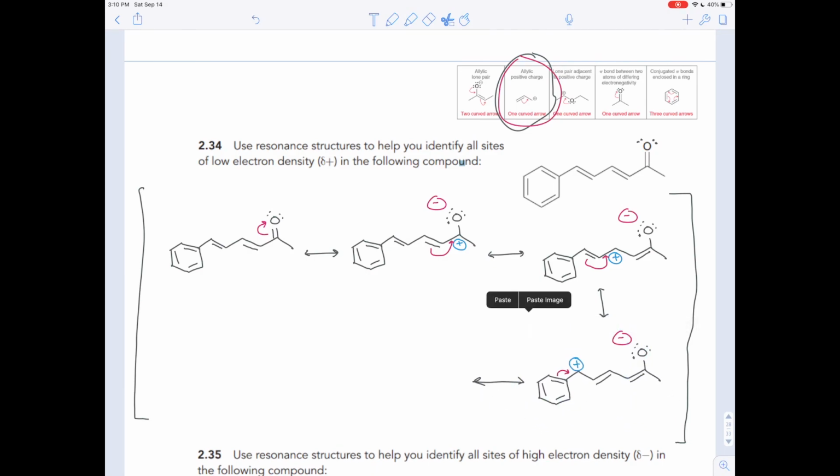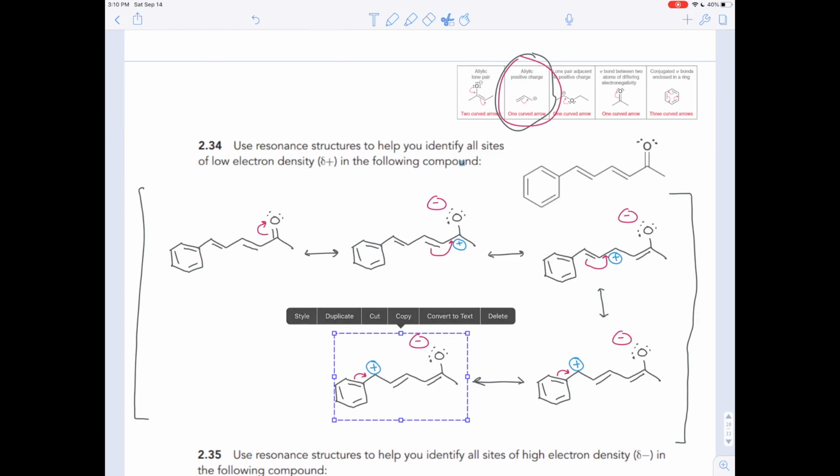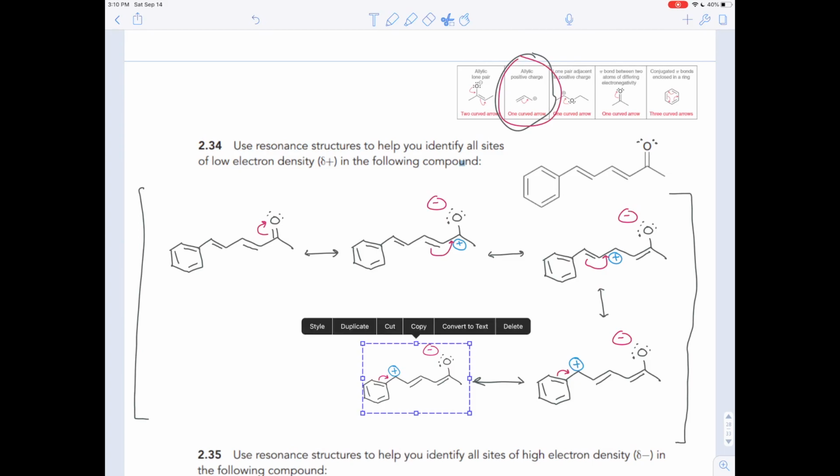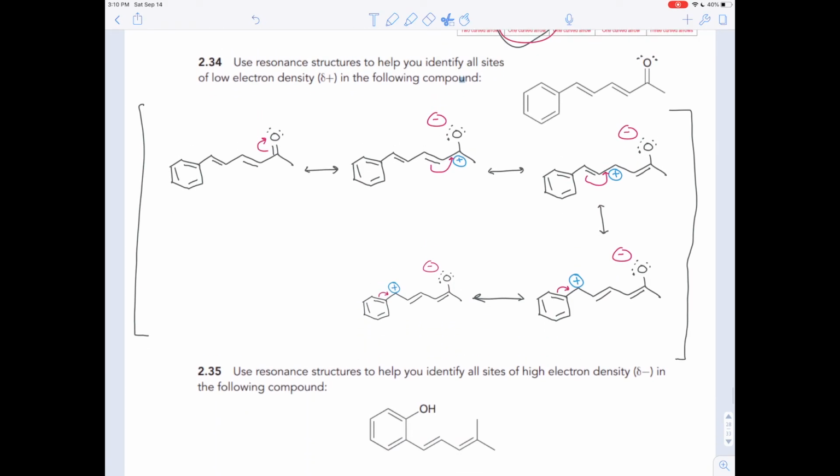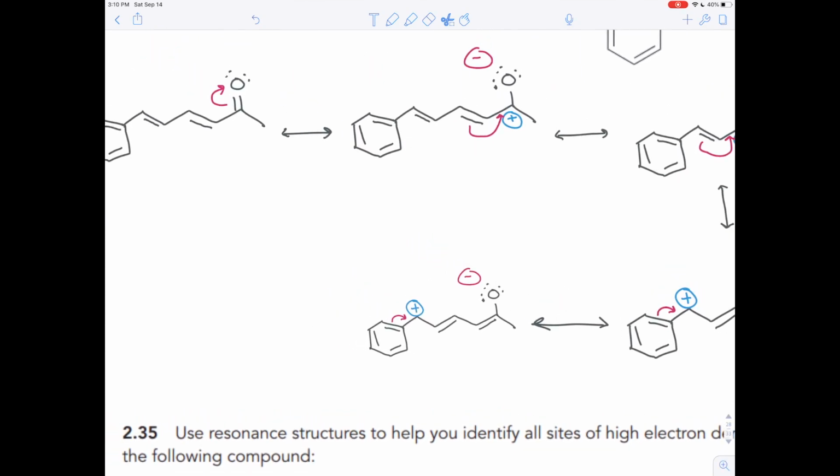Thanks. Sorry. We copy that and then paste it in. And for this structure, what we'd do is we would move these pi electrons here. They would go to form a new pi bond. That would get rid of this positive charge and create a new positive charge on this carbon here.